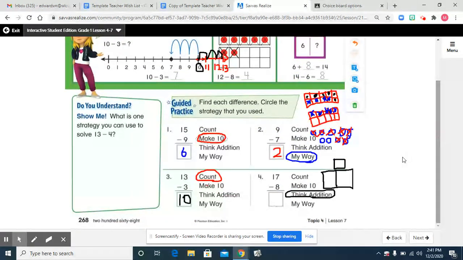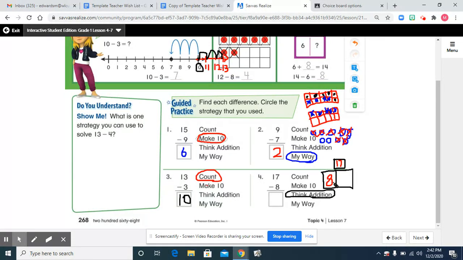Now, the whole is always the biggest number in the equation. If you look at 17 minus 8, we know that 17 is the biggest number. So put 17 in your whole box. Now we need to fill in 1 part box, which is 8. And it doesn't matter which box you put it in. It's up to you. Okay, now we have to figure out 8 plus what equals 17.